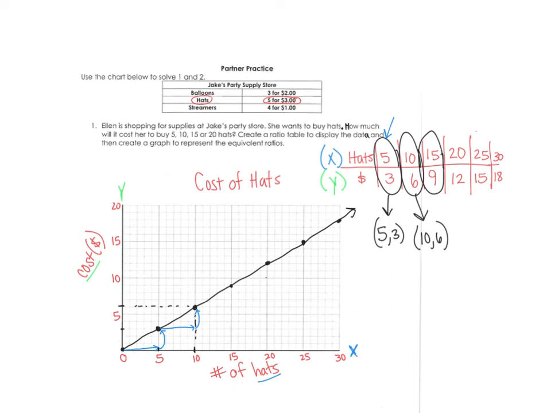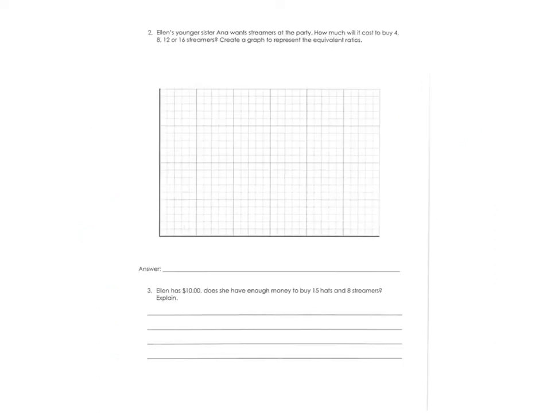So what you're going to do is work on solving the rest of these problems. On the second page, you're going to use information from the chart on the first page to help Ellen's younger sister. She wants streamers. So you're going to make a chart, okay? And then you can answer question 3. Ellen has $10. Does she have enough money to buy 15 hats and 8 streamers? So you can look at your rate table, and you can also look at the charts to help you.